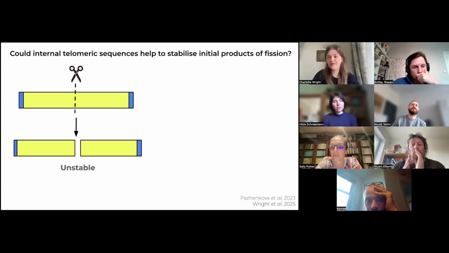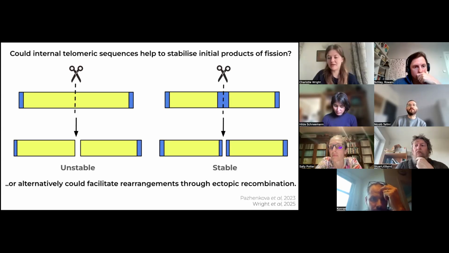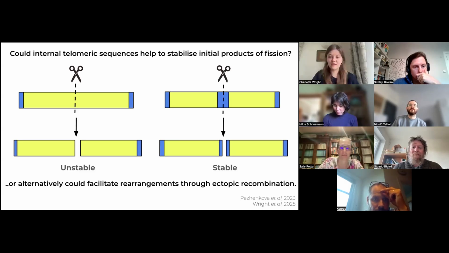And so we can make wild speculations that remain speculation for now, that maybe most of the time, if you have a fission, it creates two products that are unstable because they don't have a telomere. But maybe in these lineages that have these internal telomeres, they have these nice sites that if they become cut, you give rise to kind of proto-telomeres that are stable. Or alternatively, these could be sites that facilitate rearrangements in the first place, so increasing the rate of them arising.